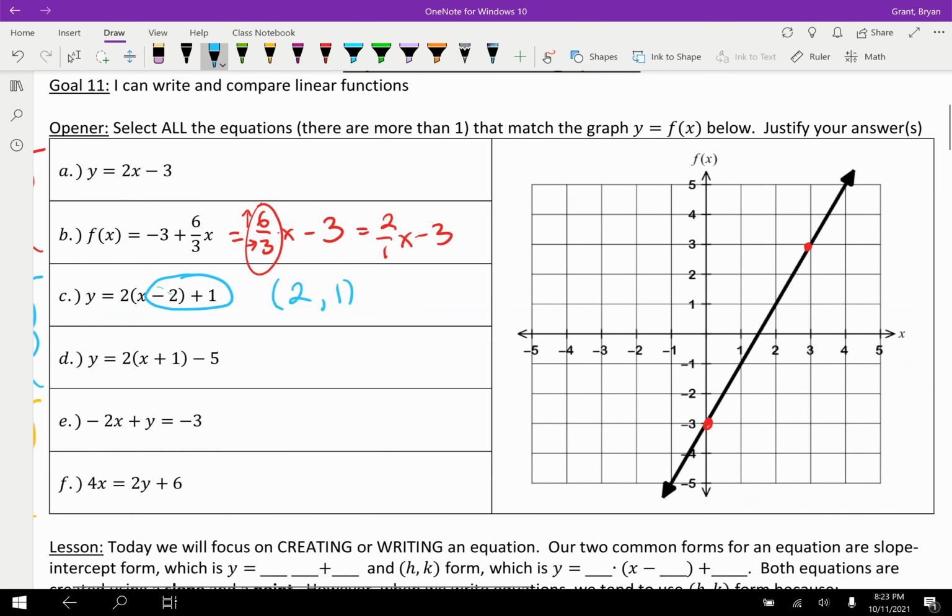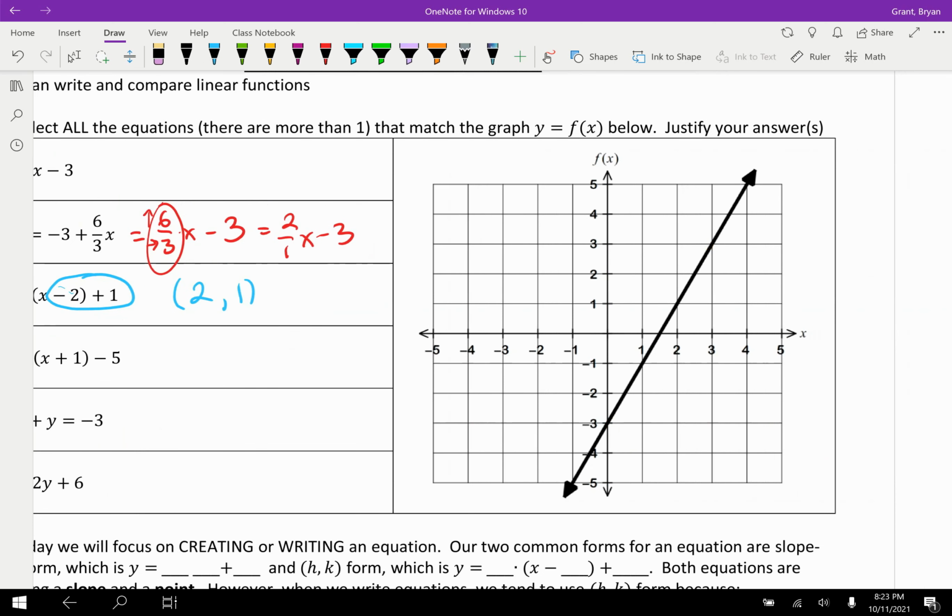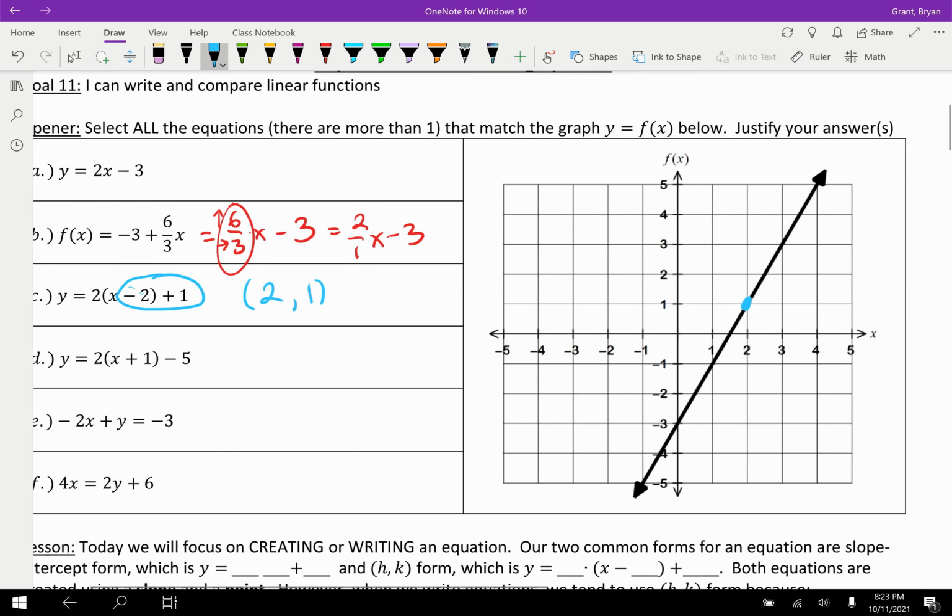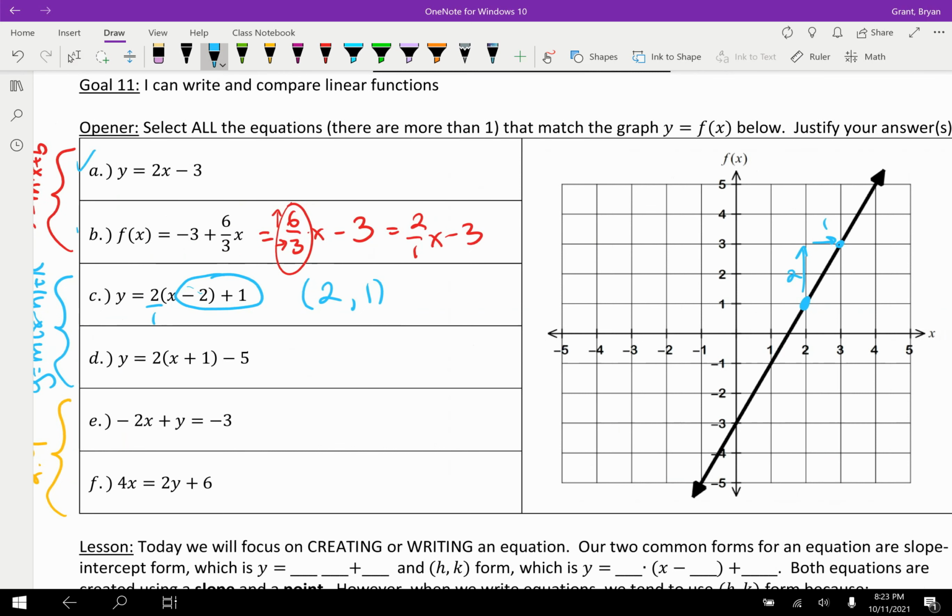Let's see if there's a point 2, 1 on my graph. We go over 2, up 1. Here is the point 2, comma 1. That's on my graph. Good. Then we check the slope, which is up 2 over 1, and that matches up. So C is also correct. So A was good, B was good, C was good. Let's check D.